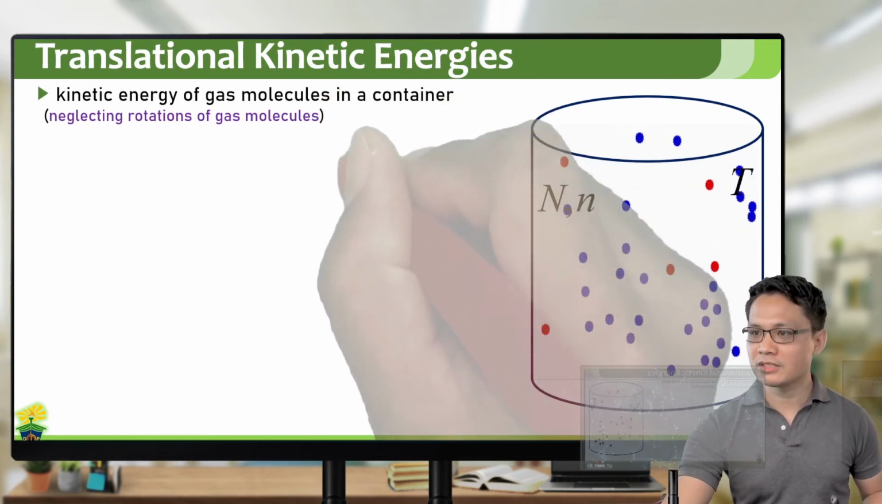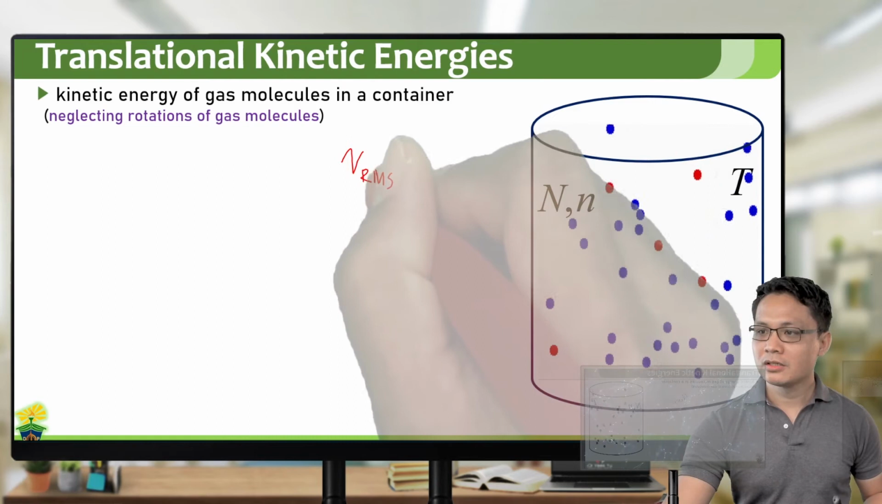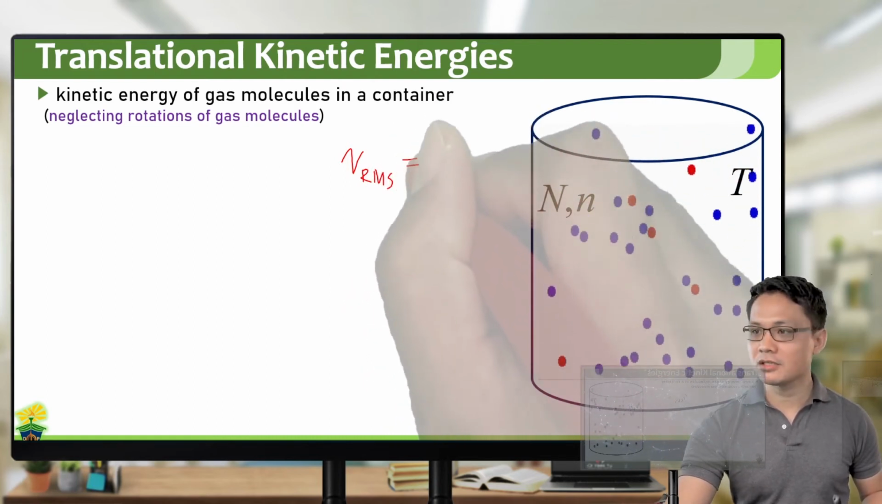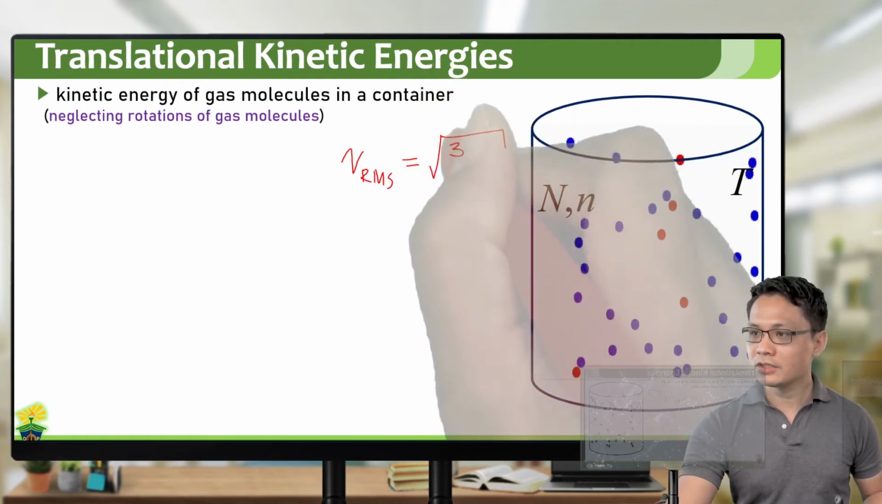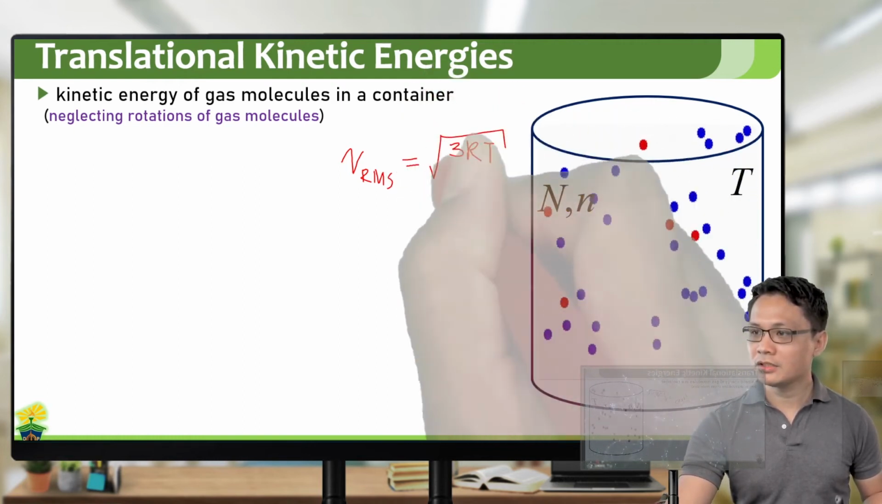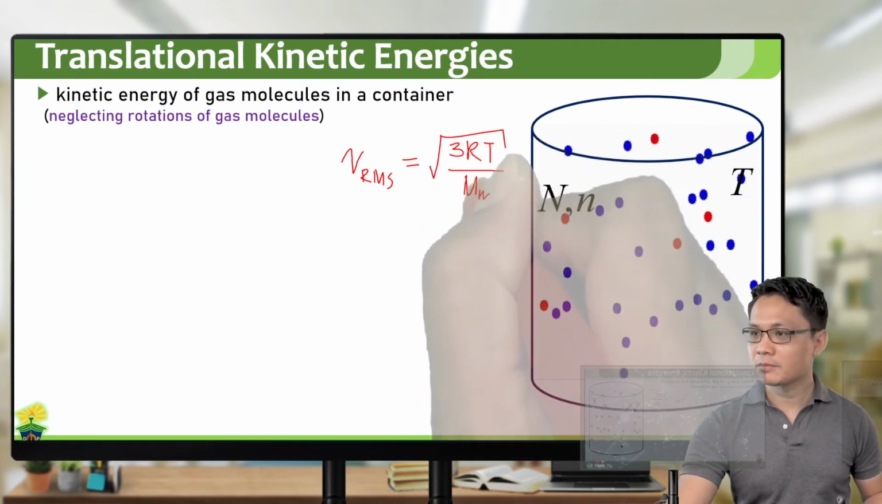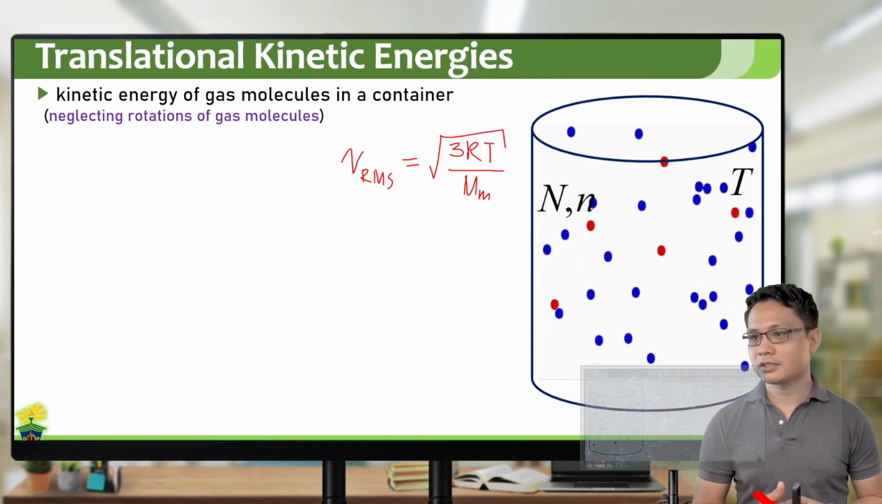motion. So we have this velocity expressed as the root mean square, VRMS, which is just equal to the square root of 3RT over the molecular mass, where R is the gas constant.